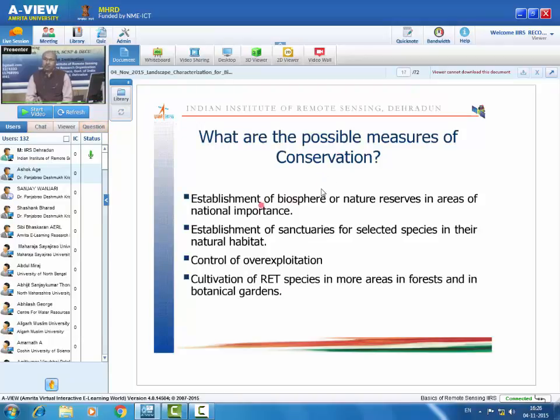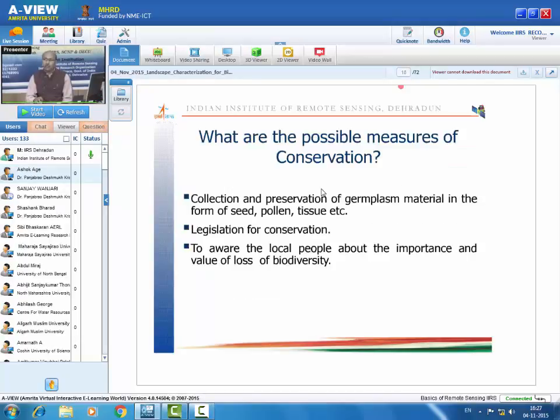So what should we do? We should have biosphere reserves, we should have sanctuaries, and we should stop the overexploitation of resources, and particularly we should try to conserve the rare, endangered and threatened species, either in botanical gardens or in the forest area. So this is a priority area for us and we have been doing it. Another thing is that now we have modern technologies, so we can collect germplasm, seed, pollen or tissue and try to conserve it. Cryopreservation we can do, and after a few years, maybe after a few decades, we can grow it again, and therefore you can take care of that particular plant or animal.